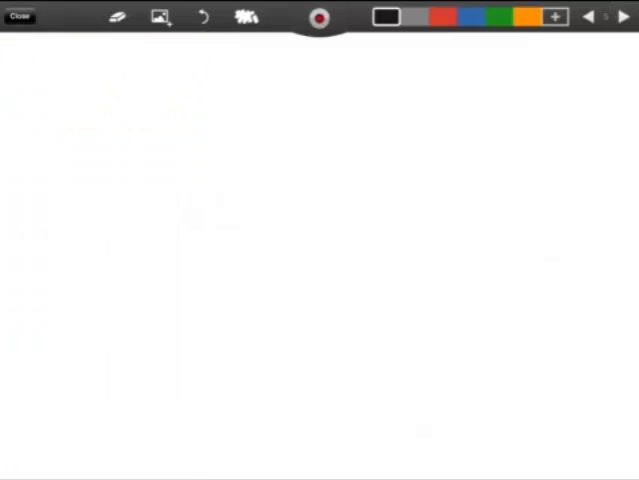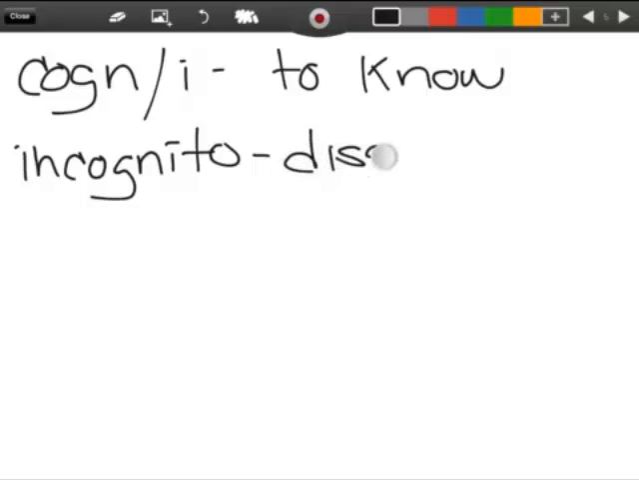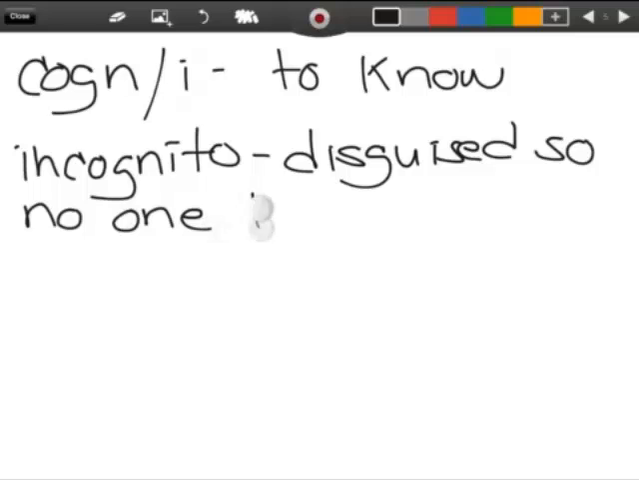Right, moving on to our next root is cogni. And it means cogni, and that means to know something, to know someone. And I'm going to give you an example word that is incognito. Incognito means disguised. So no one knows you.